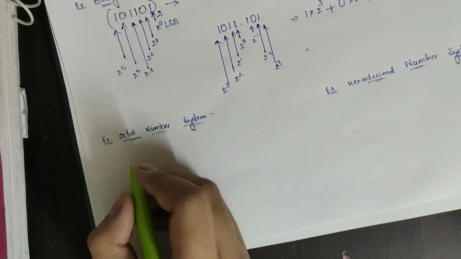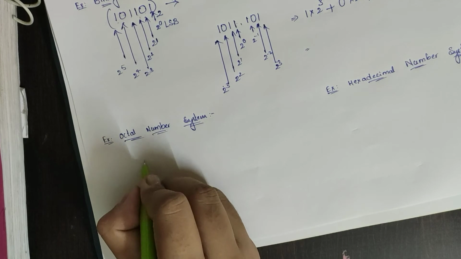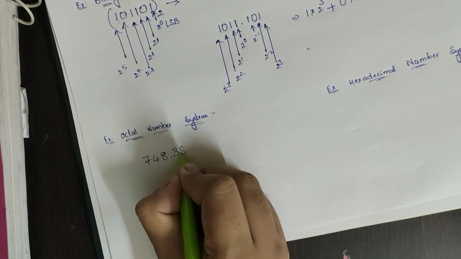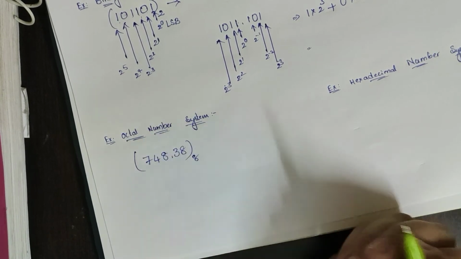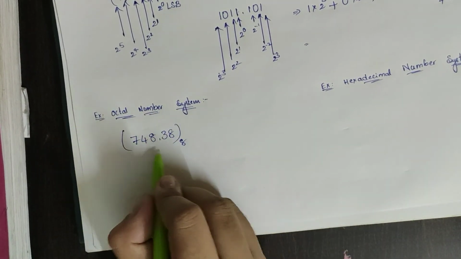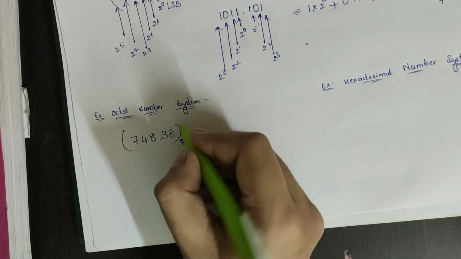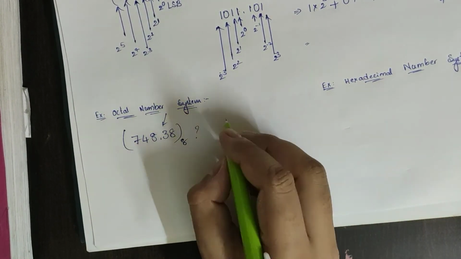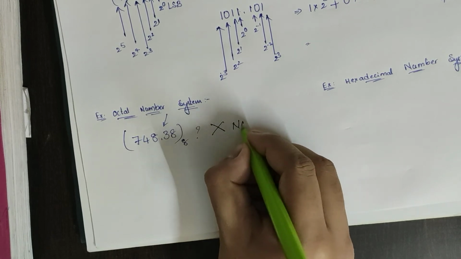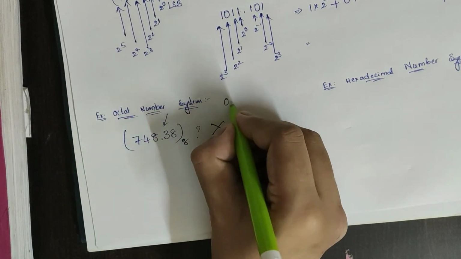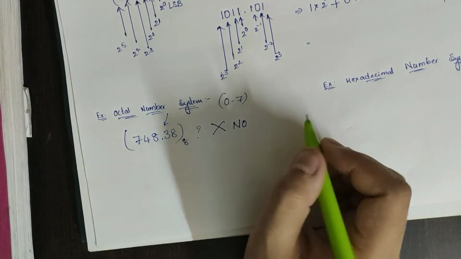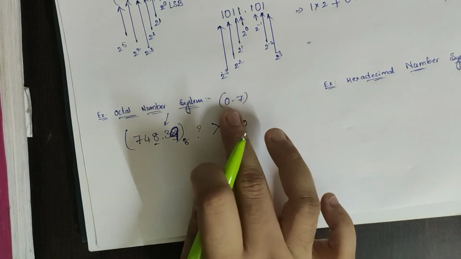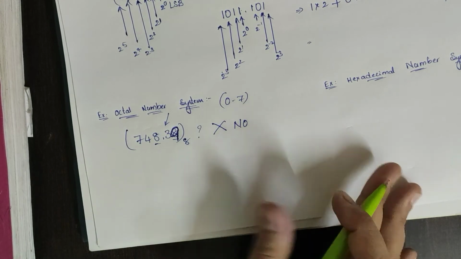Next, the octal number system. Let's take an example for an octal number system. 748.38. Is this correct? Does this number belong to the octal number system? Tell me the answer. No, because the octal number system will have digits between 0 to 7 only. But I have a number which is more than the range. So it is not an octal number.